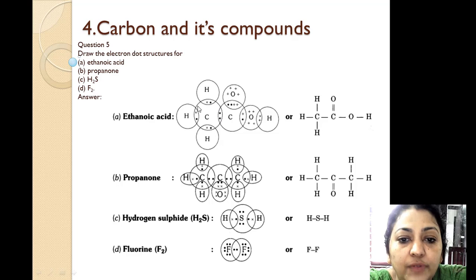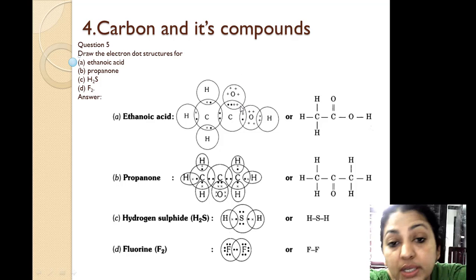See here, carbon, out of four electrons, three of them are bonded with hydrogen, and the fourth one is bonded with the next carbon, and this carbon is making a double bond. Therefore two pairs are shared here with this oxygen, and the fourth electron makes a single bond with this oxygen, and here also one single bond is made. Just draw and learn. There are no shortcuts for learning the electron dot structure.